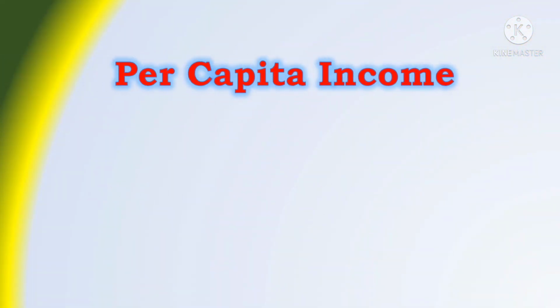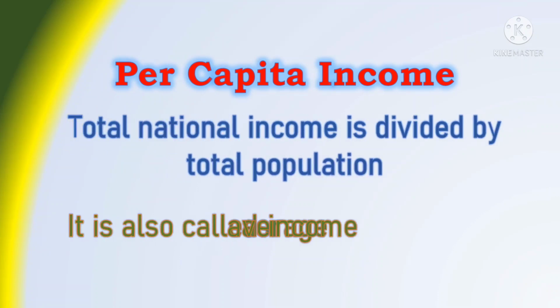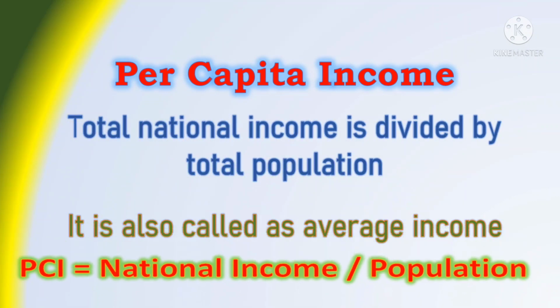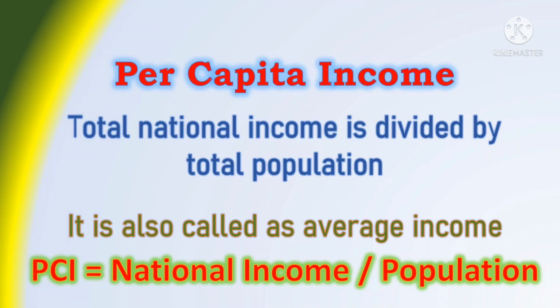Per capita income is one more aspect to compare countries. When we divide the total national income by the population, we get per capita income. It is also called average income.